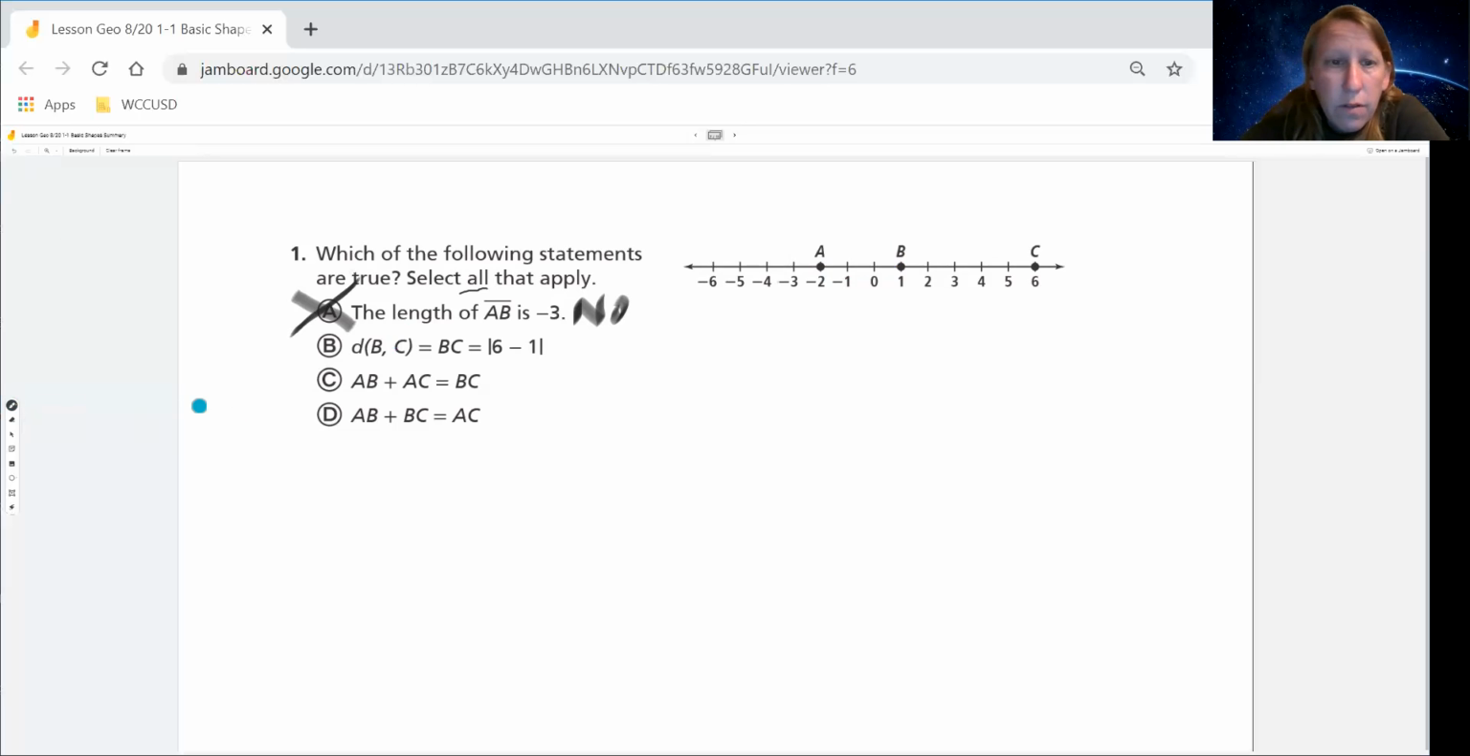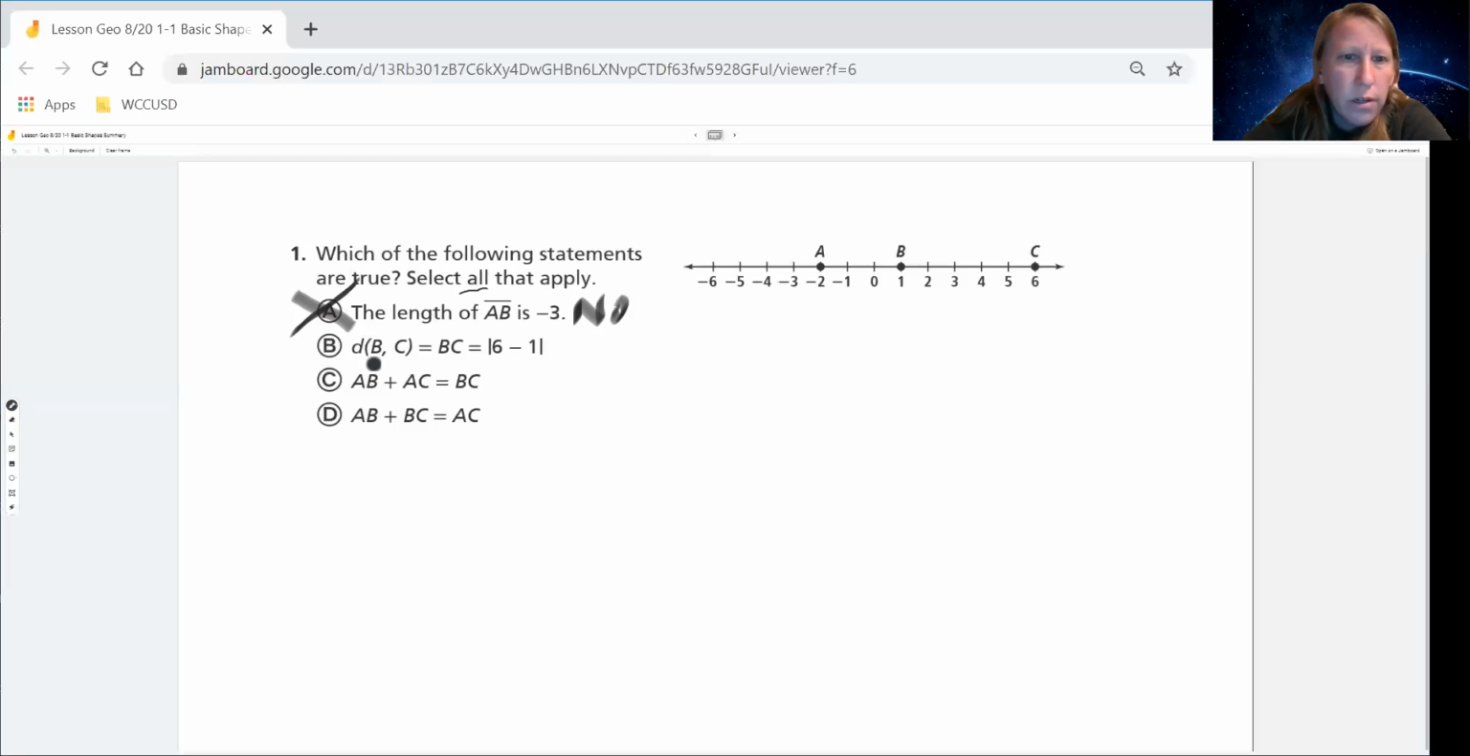Distance is positive. It's the number of steps. I'm not going to take -3 steps anywhere. That doesn't really make sense. I could take 3 steps left or 3 steps right, but that's not negative steps. I'm still taking 3 steps. Now let's see what the heck this is. The distance, D stands for distance.